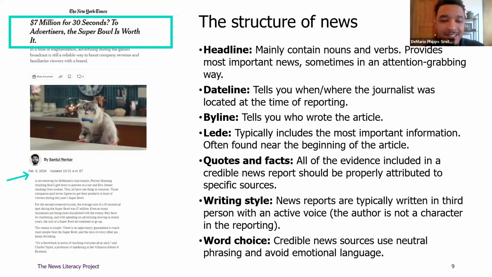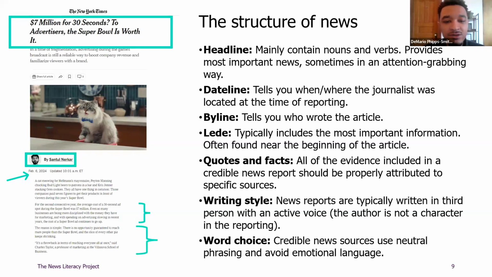Next is the dateline. This tells you when and where a journalist is located at the time of the reporting. And the byline tells you who actually wrote the article. The lead of the story typically happens in the beginning of the article. In this example, there's something that we call in journalism a delayed lead. So it's actually in the second paragraph, but typically it's in the first paragraph or sometimes in the subheading.